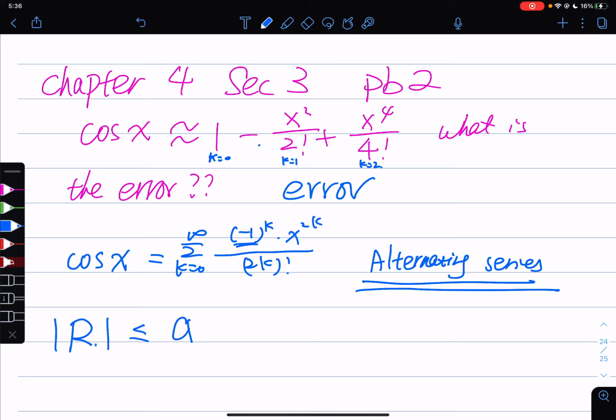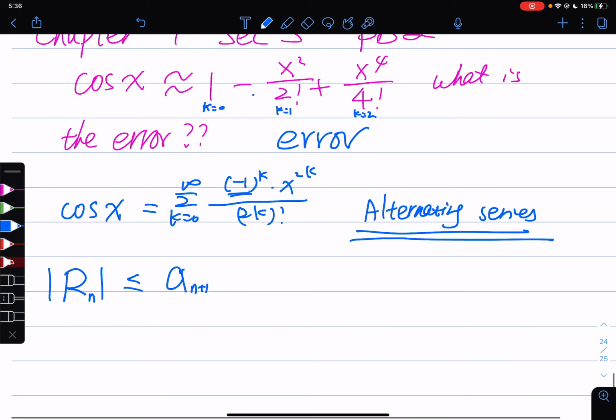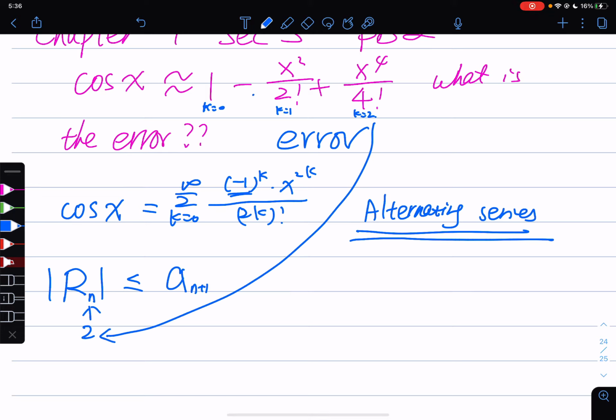So if it is n, then the next must be n plus 1. What exactly is my next term? Naively speaking, if you just think about it, it is k being 2. It's 2 times 2 factorial, so 4 factorial. I want to know the next term, which is the third term. So that's about alternating series.